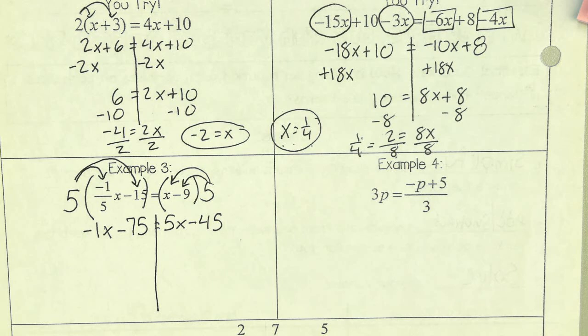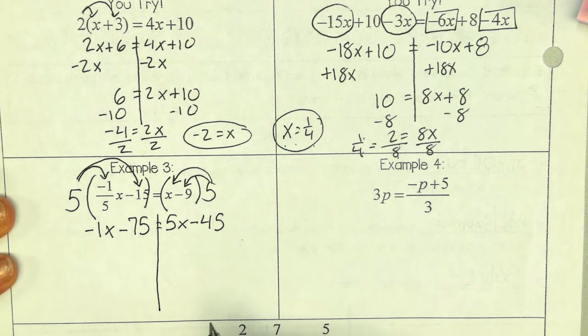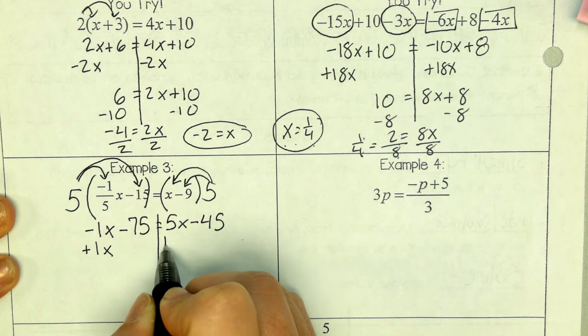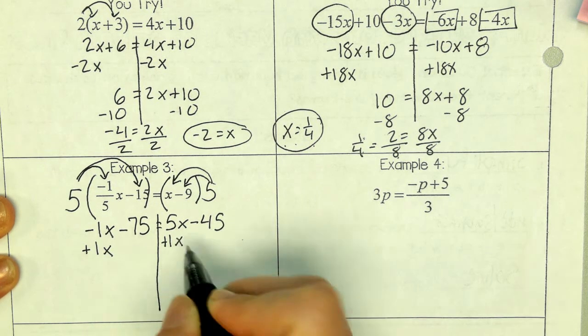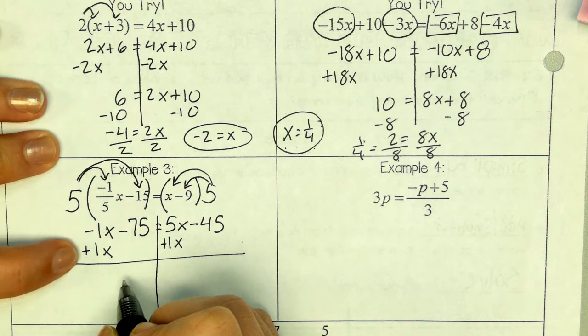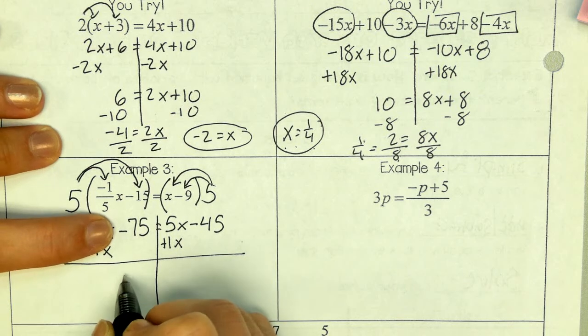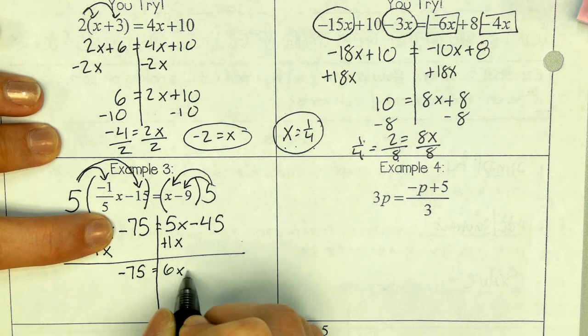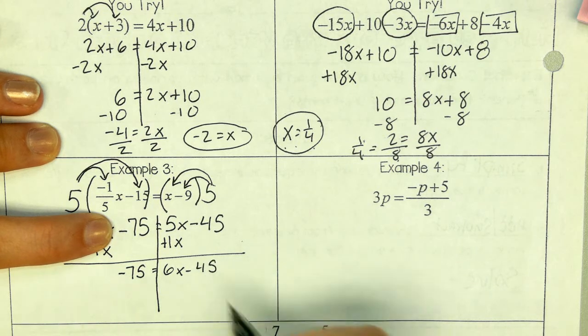Go ahead. So we can add the 1 to both sides. We could have subtracted 5x. That would have been okay. So let's just try and keep things positive. So -1 plus 1 is 0. This is -75 equals 6x minus 45.